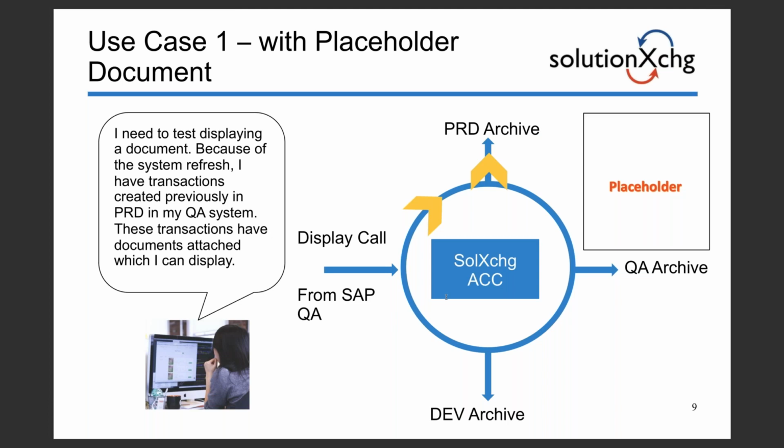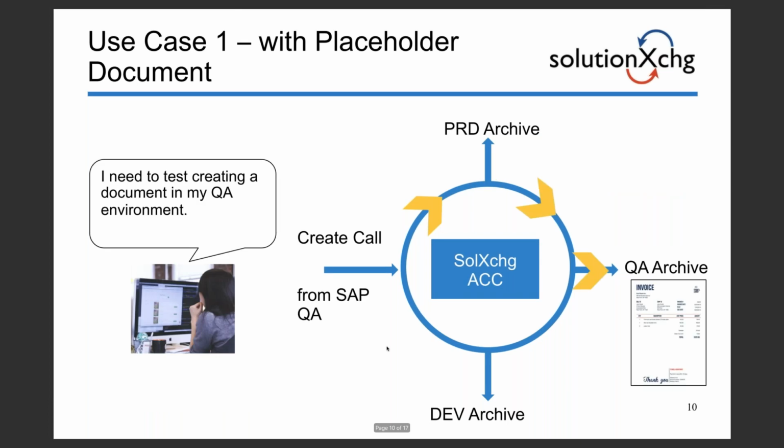So both elements are successfully met. The business scenario can be tested, the QA system functionality can be proven 100%. At the same time, security and privacy of the documents is maintained.